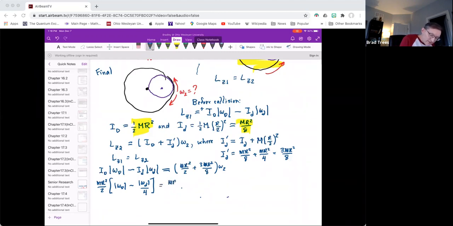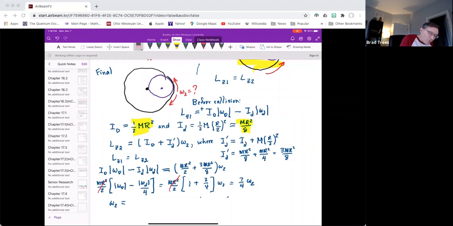And now I'm going to factor an mr squared over 2 on the right. Square brackets again. So then we'll have 1 plus 3/4, all times omega 2. mr squared over 2 on both sides will cancel. And of course, 1 plus 3/4 is 7/4. So 7/4 omega 2. And my job was to find omega 2. So multiply both sides by 4/7.